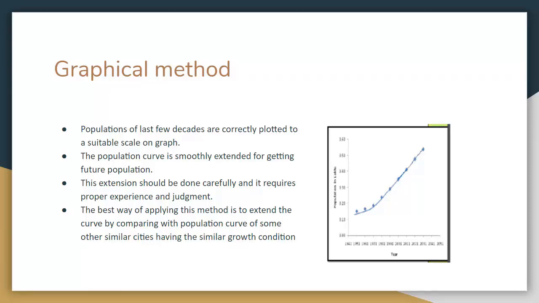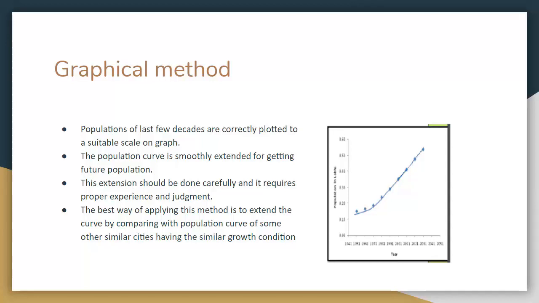In the comparative graphical method, the cities with a similar growth pattern are plotted on the same graph. In the graphical method, the graph is plotted only for our city whose population is to be forecasted. In the comparative graphical method, all the population growth curves are plotted on the same graph. That is the difference between the graphical method and the comparative graphical method.